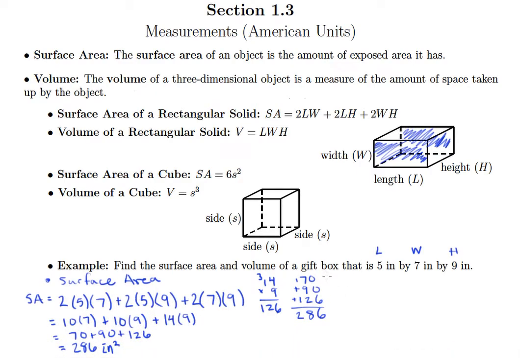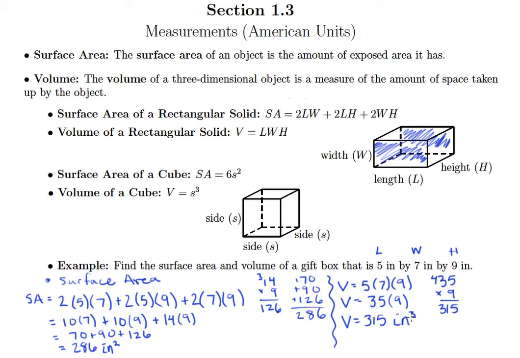All right, so now for the volume. In some ways the volume's a lot easier. We just take length times width times height, so that's 5 times 7 times 9. 5 times 7 is 35 times 9. Probably need a little scratch work for this. 35 times 9. And 3 times 9 is 27, plus 4 is 31. So we have a volume of 315. And remember, volume is measured in cubic units, so this is cubic inches.